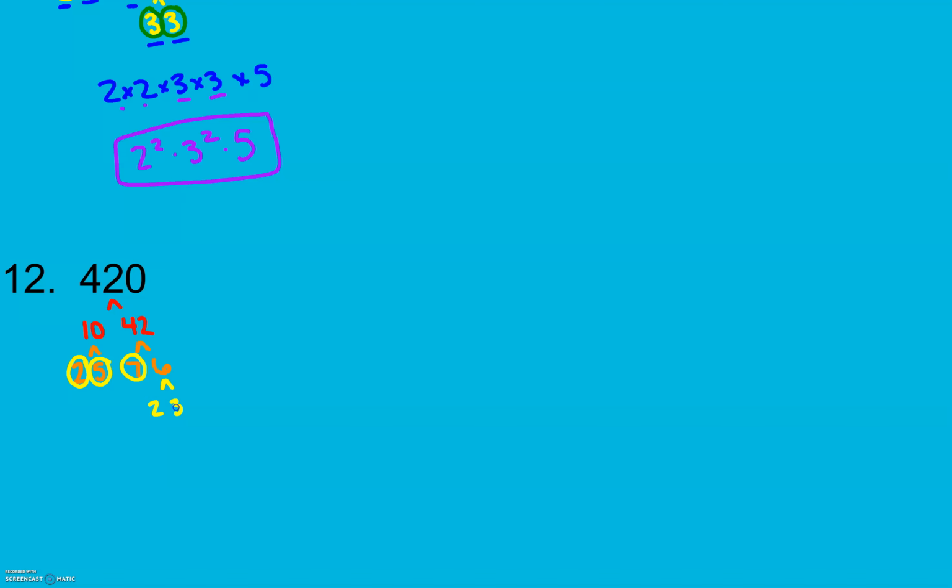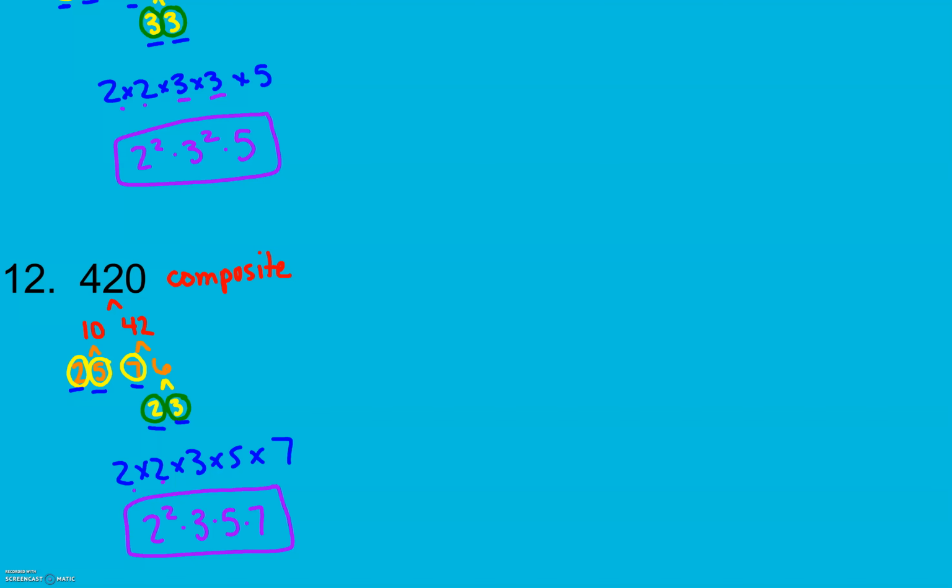6 is 2 times 3. So again, we keep going on our branches until we get prime values. 2 is prime, 3 is prime, and then we stop. So here, I have 2 times 2 times 3 times 5 times 7. 2 times 2 is 2 squared times 3 times 5 times 7. And that is my prime factorization.